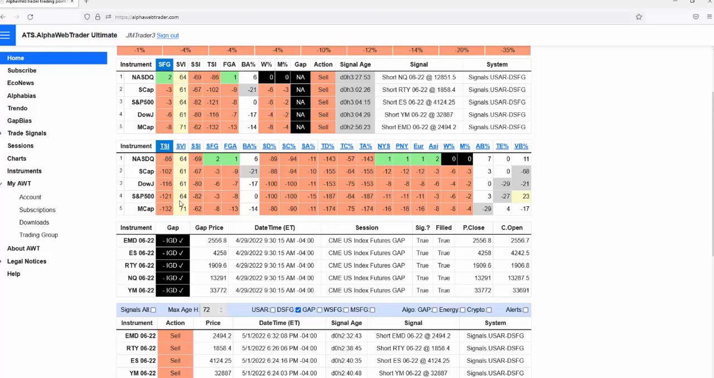But when these cells turn gray, it's telling you that that market is choppy. There may be false signals, so you want to pay attention. So again, it gives you a good snapshot.